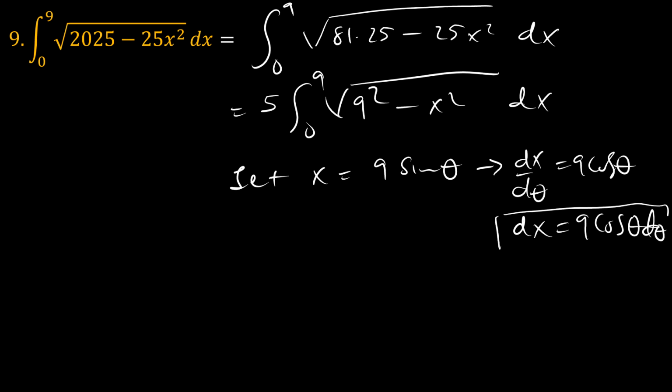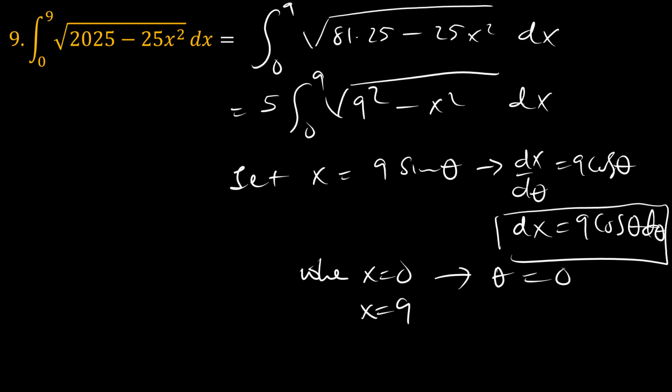So this is the first thing, and then for the limits, when x is 0, 0 divided by 9, arc sine of 0 means that theta is going to be 0. When x is equal to 9, 9 divided by 9 is 1, so arc sine of 1, so theta is going to be pi over 2 rather. And so our problem now becomes the integral from 0 to pi over 2.